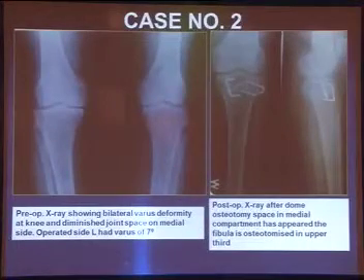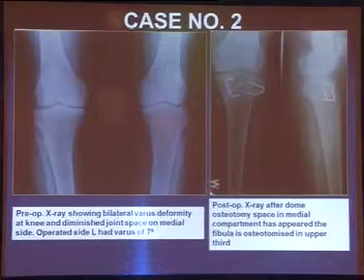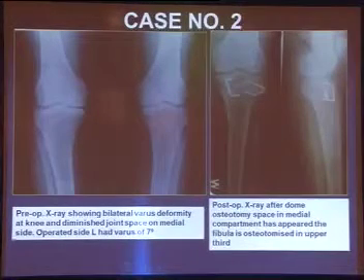Another x-ray showing bilateral varus deformity at knee and diminished joint space on the medial side. Operated side is on the left with a varus of 7 degrees. Post-op x-ray in this dome osteotomy is done and medial compartment has appeared and the fibula is being osteotomized on the upper third.